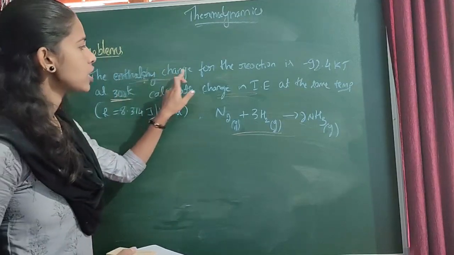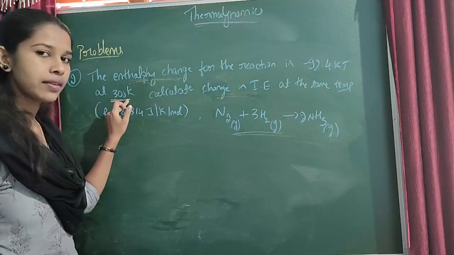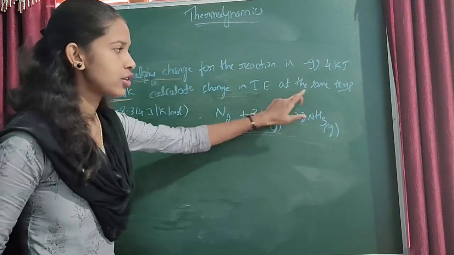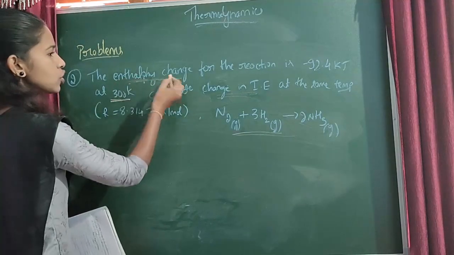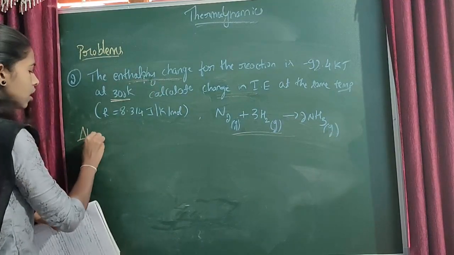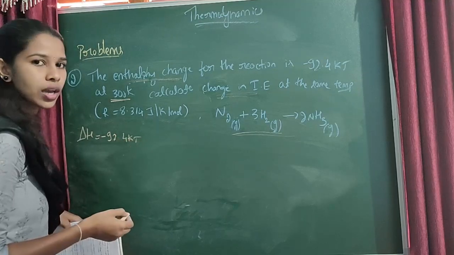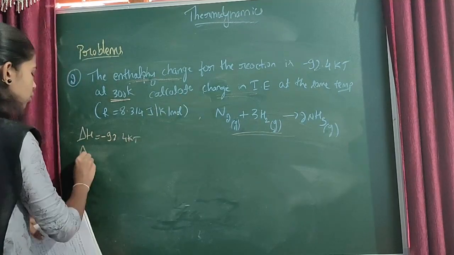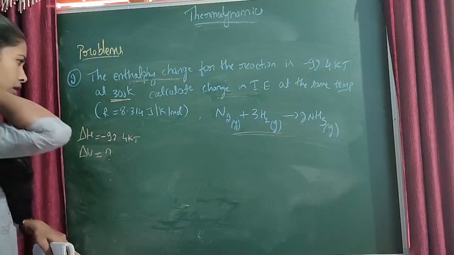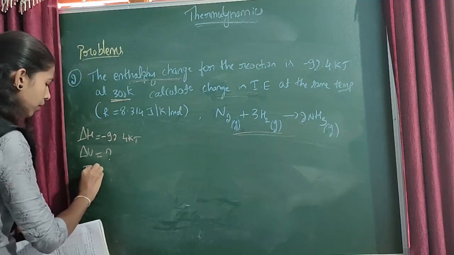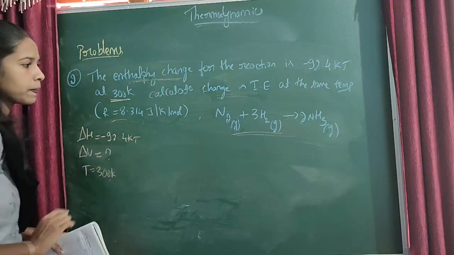The enthalpy change for the reaction is minus 92.4 kilojoule at 300 Kelvin. Calculate change in internal energy at the same temperature. What they have provided? Enthalpy change, that is delta H, minus 92.4 kilojoule. What do they ask us to calculate? Change in internal energy, that is delta U. And they have provided the value of temperature, that is 300 Kelvin, and R value.